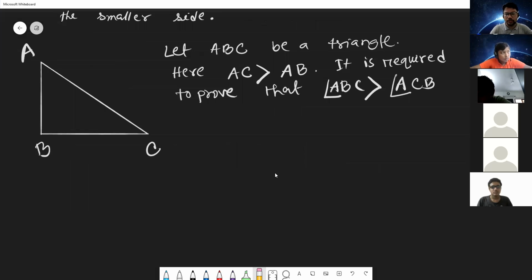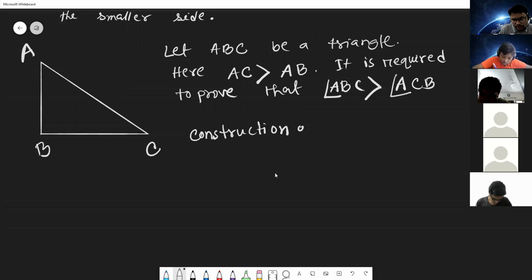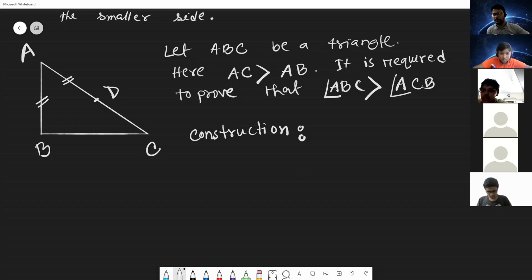We have to draw the construction here. Step two: construction. Just cut AB. Suppose you take the measure of AB as 5 centimeters. Cut AD, that means A to D will be equal to AB. This is AD, which is equal to AB. Just identify here: AD is equal to AB.